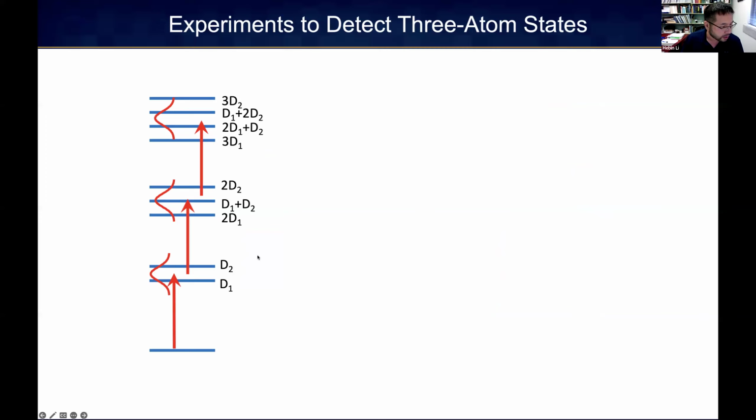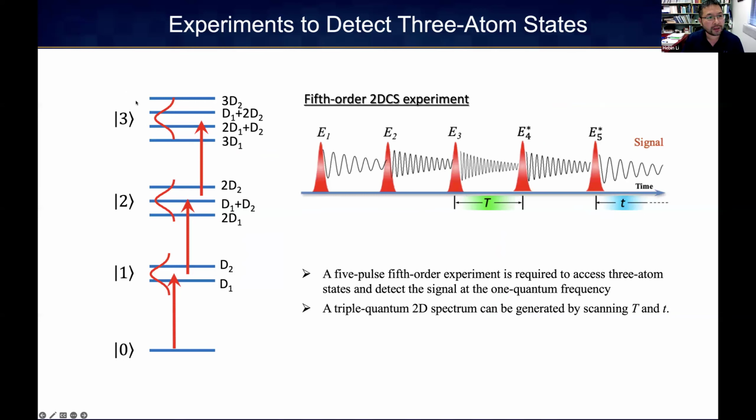Now you could ask me, okay, so now what if we have three atoms together? Then in that case, in the three atom picture, the three atoms can have four different energy levels, which are again the combinations of D1 and D2 states. Now, in order to probe the three atom states, you will have to perform a much higher order nonlinear experiment, which will be able to excite the system from the ground state to the singly excited state, to the doubly excited state, and then to the triply excited state. To do that, you need more pulses.